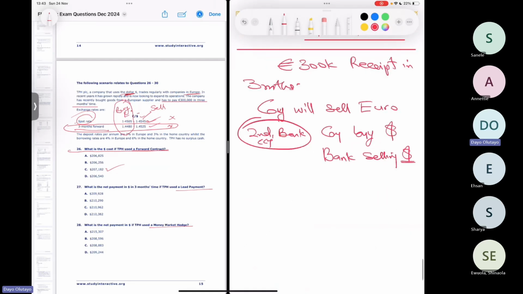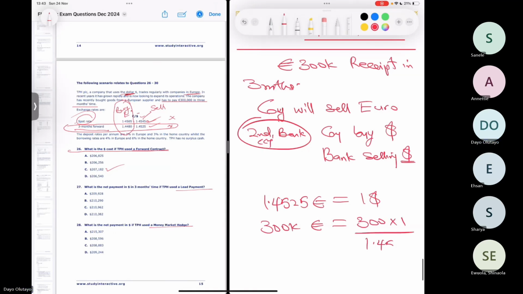And that means 1.4525 euro is equal to $1. Then when the company receives 200k euro, how much dollar would they be able to convert it to? They will sell it to the bank and they will get this amount. So 300 divided by 1.4525, and that's 206,540.